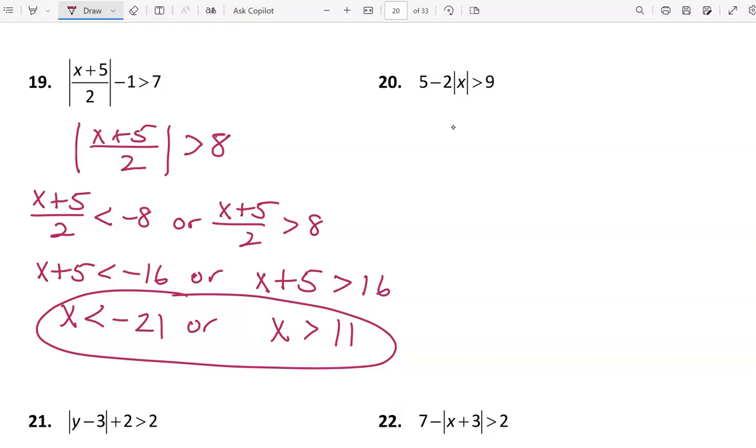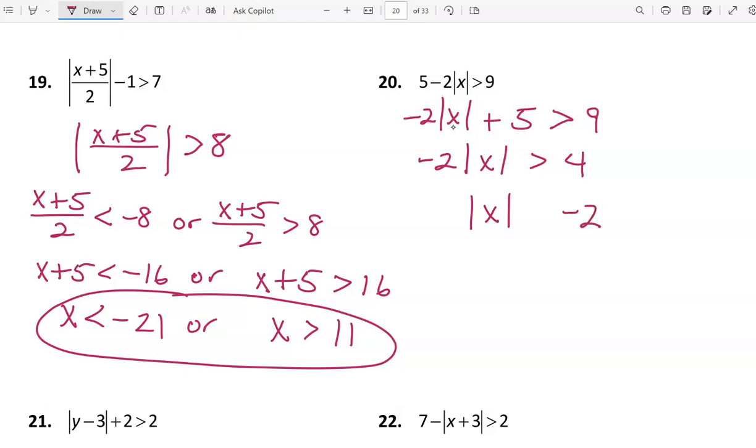For number 20, we need to isolate that absolute value. If you like, you may change this so that it looks like the same thing, but the terms rearranged so that the negative absolute value comes first. So we need to subtract the 5 from both sides. 9 minus 5 is +4. Now we can divide both sides by -2, and that'll give us -2, but it will also change the direction of the inequality. So the absolute value of x is less than -2.